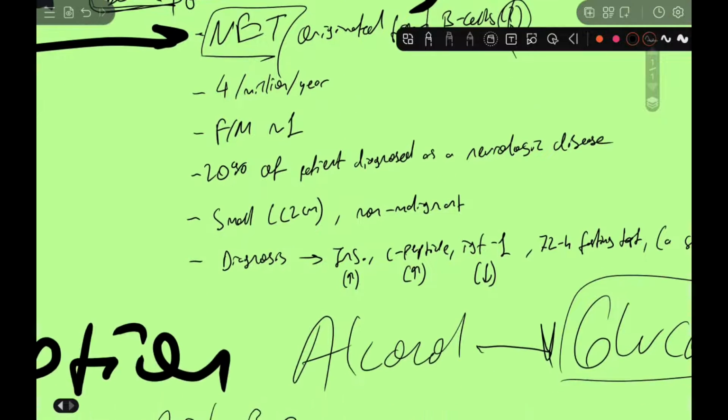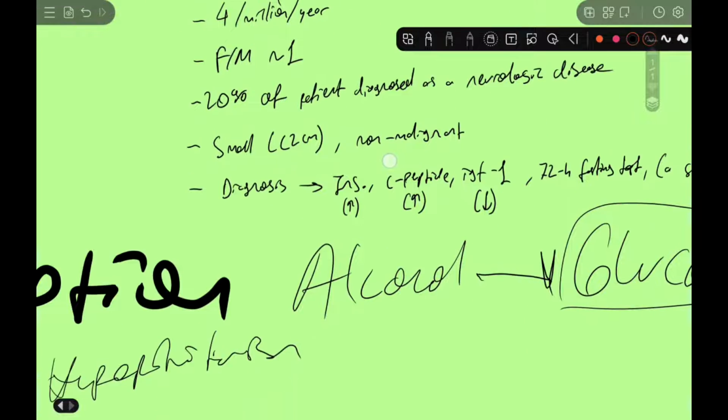The incidence rate is 4 per million per year. Female to male ratio is nearly 1. 25% of the patients are diagnosed as having a neurologic or psychiatric disease. They are usually small, usually less than 2 centimeters, and they are usually non-malignant. Their malignancy rate is 10%.